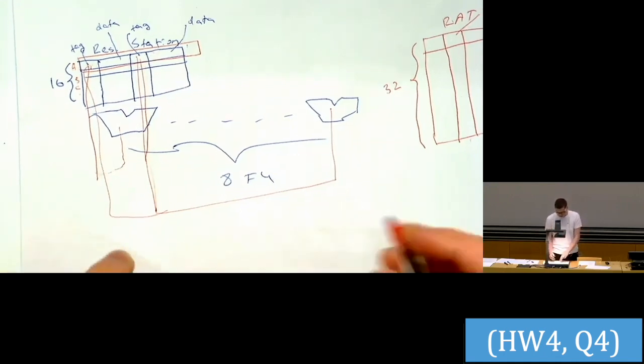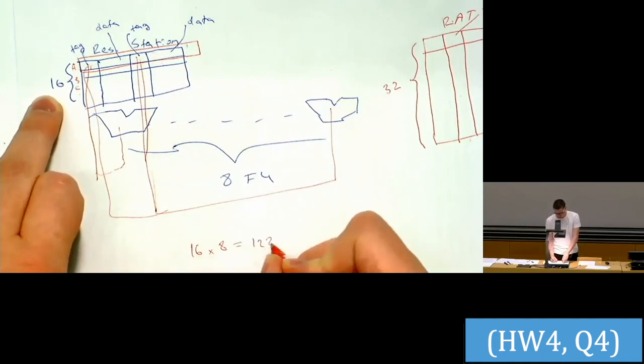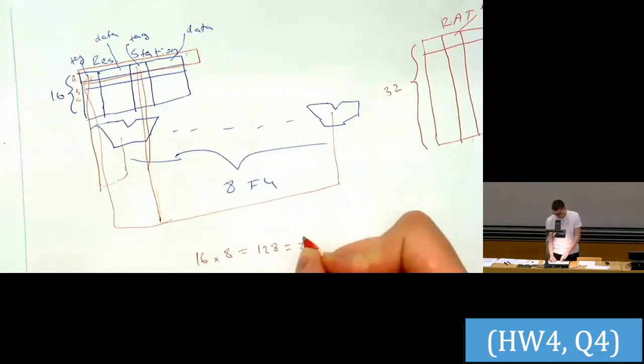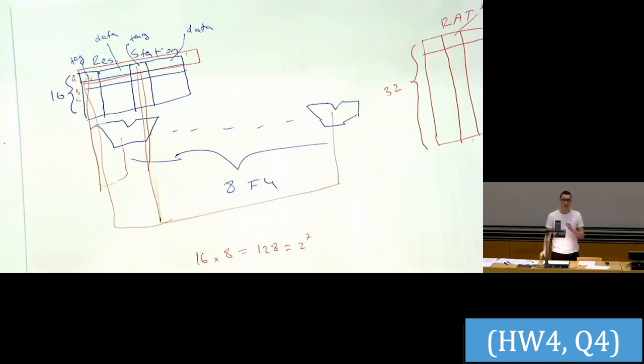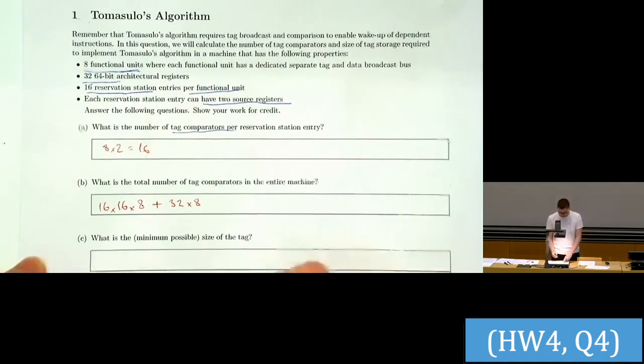So there are 16 entries in a single reservation station. And we have eight reservation stations in total, right? Which makes 128. So this is the number of addresses. This is the address space that we should be able to address, right? And basically, this is equal to 2 to the 7th, and this means we need 7 bits as a tag to be able to address or refer to all reservation station entries. So the minimum is 7. Of course, you can have more than 7, but then you'll have some redundancy, right? Some useless bits. I guess nobody has any questions.